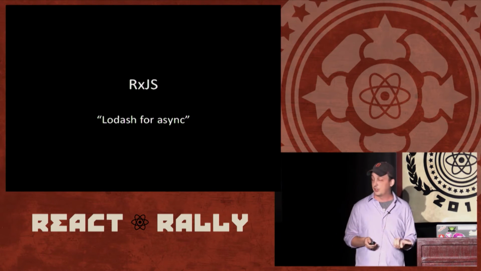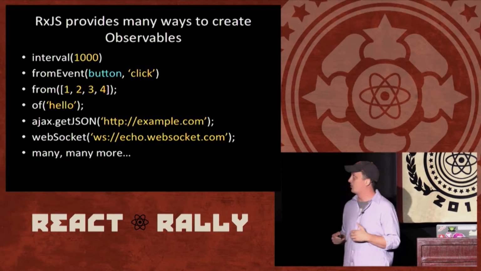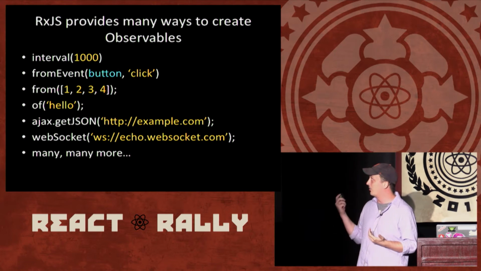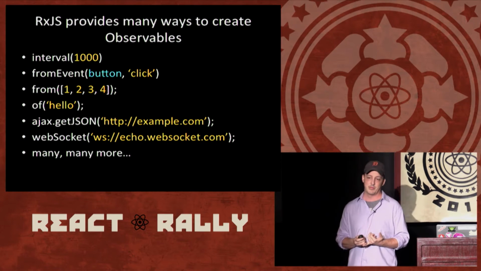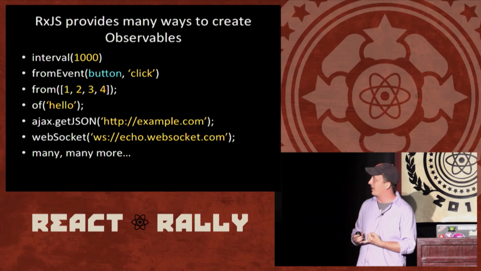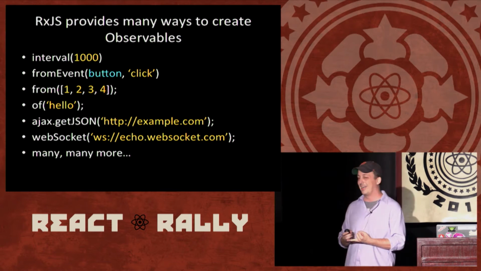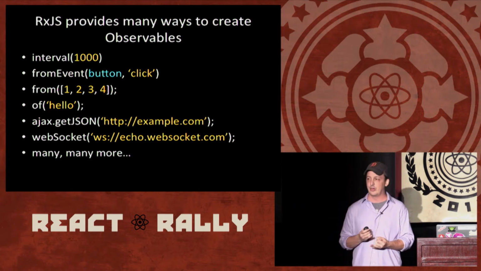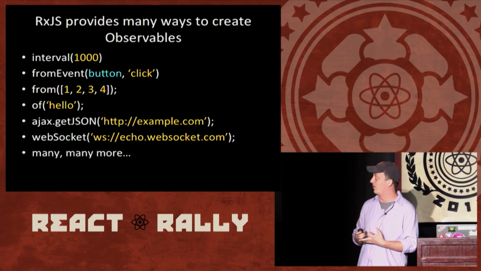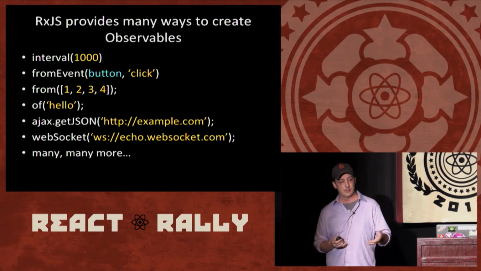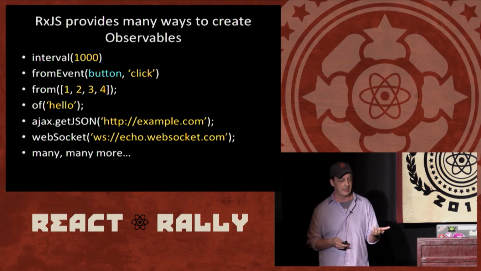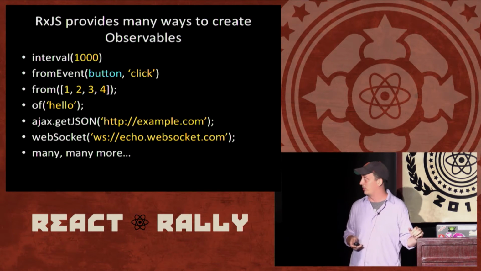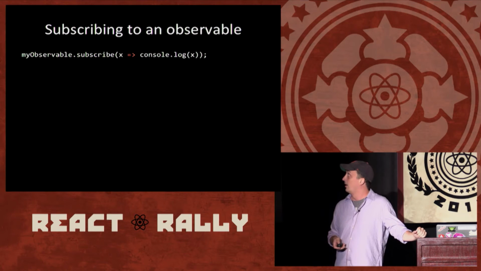So a few examples of how you can create observables with Rx. Just real quickly, you can create an interval, a stream of events that's happening over time. At the top there's from event, you can create them from DOM elements. Probably not going to do a lot of that in React, honestly. You can convert any iterable or promise or observable-esque thing with from. You can just have a value or a series of values. There's Ajax helpers, there's WebSocket helpers. There's a lot of ways to create observables with Rx.